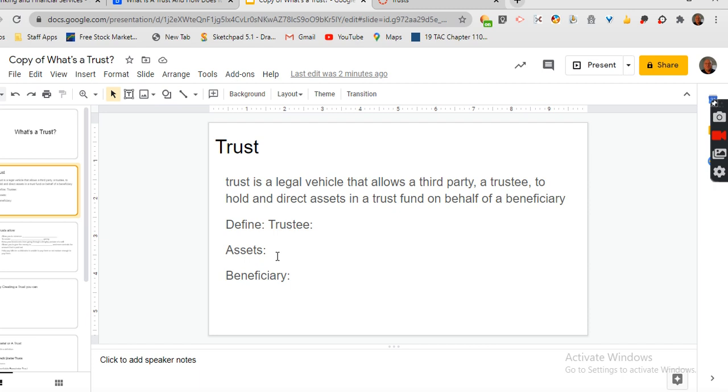The last thing is on behalf of a beneficiary. A beneficiary is someone who gets the benefit of the trust. That means someone who is going to get money out of the trust. So trustee is the person managing the trust who is not you. Assets are anything of value that's generating value. And then beneficiary is, of course, the person who's going to get the money from it. So that's the first one.